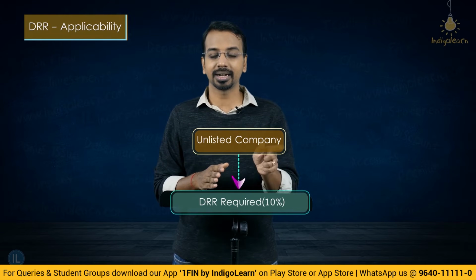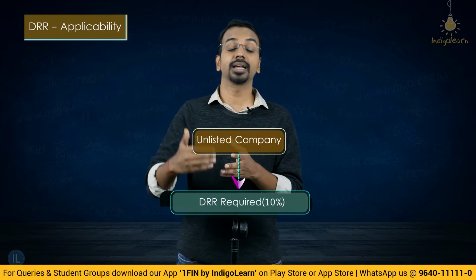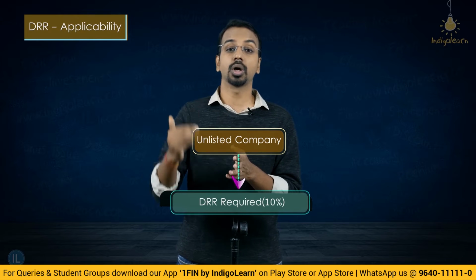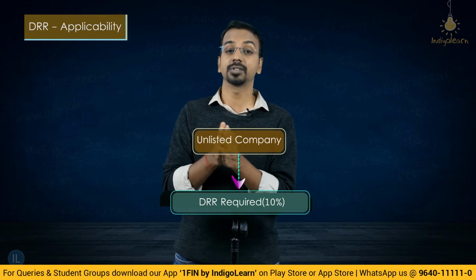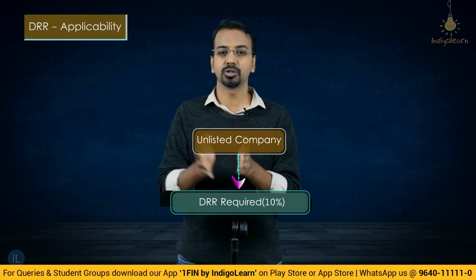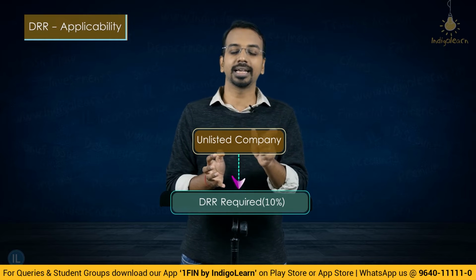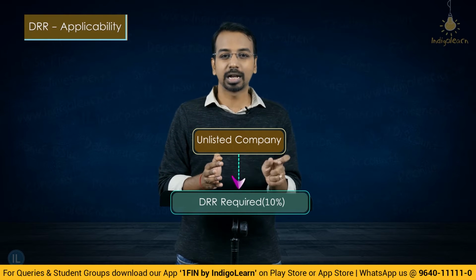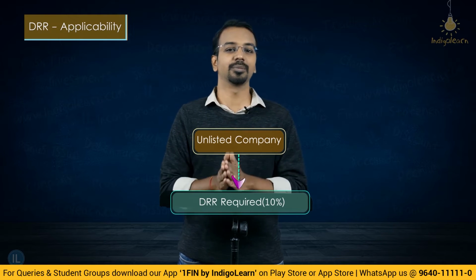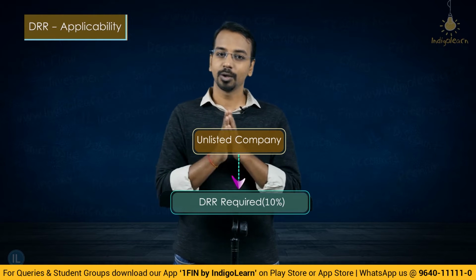Only if it is an unlisted company and it does not fall into the category of All India financial institutions, or the category of NBFCs, HFCs, other financial institutions, banks. If it doesn't fall into any of these categories, that residuary category of unlisted companies is required to create debenture redemption reserve at the rate of 10%.